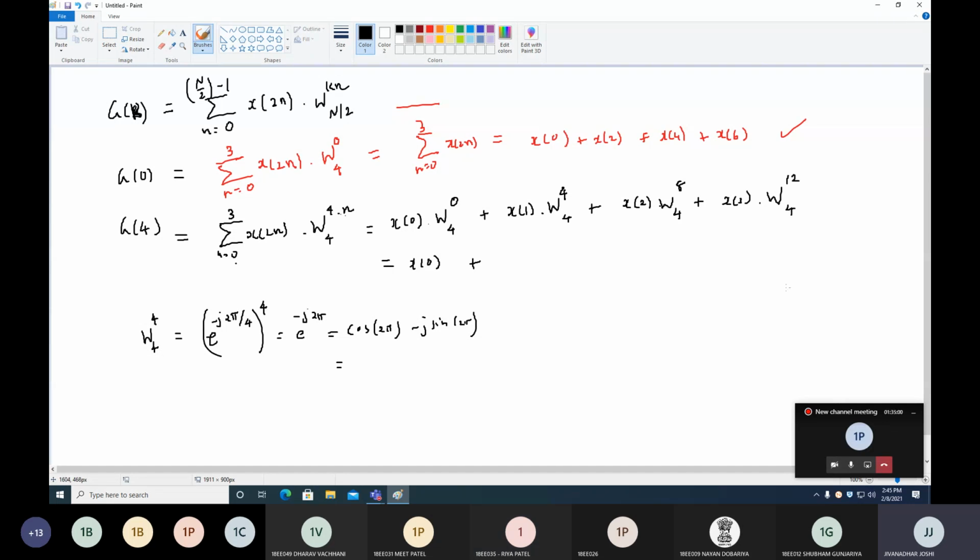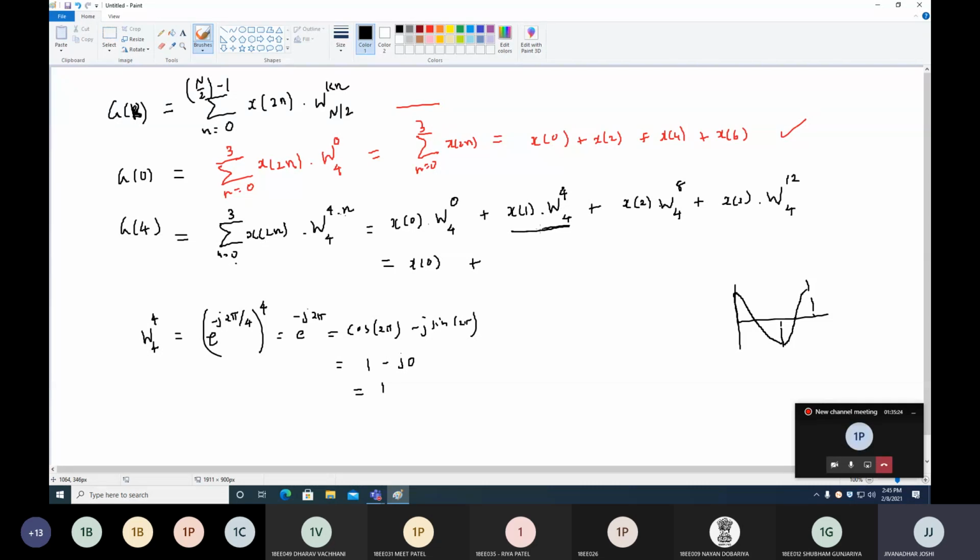1. cos 2π is 1. Correct? Whatever comes at cos 0 is what comes at cos 2π. Where do we start the waveform of cos? From the peak, right? So cos 2π is also 1. As cos 2π is 1 and j sin 2π is 0, so it is 1 minus j0. So this is just equal to 1.